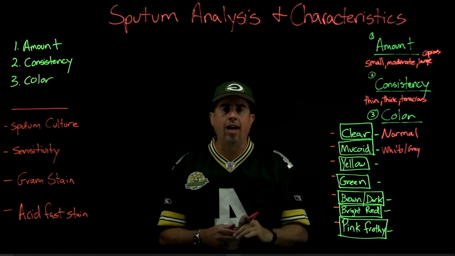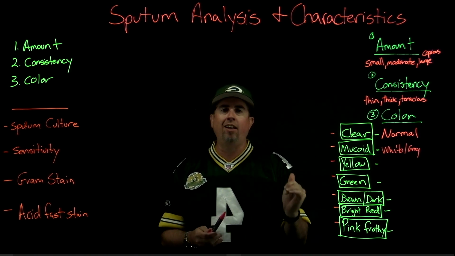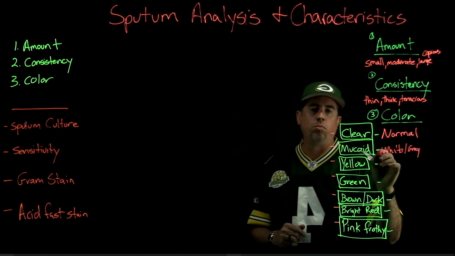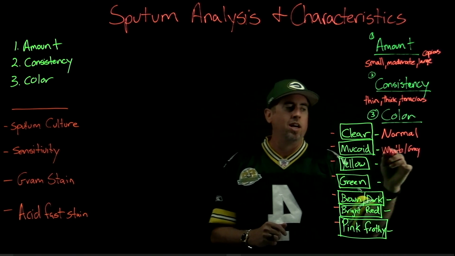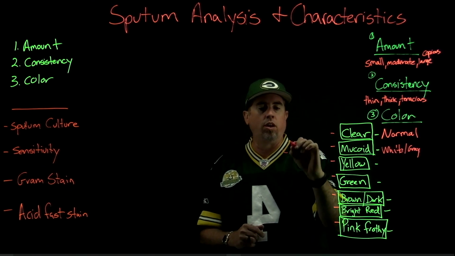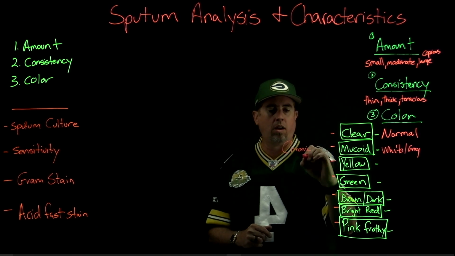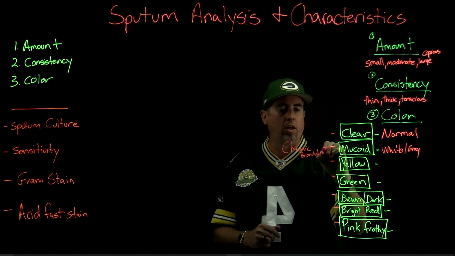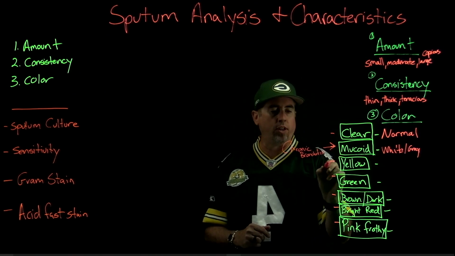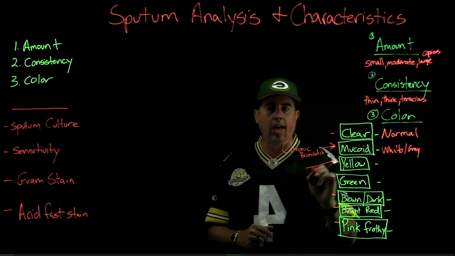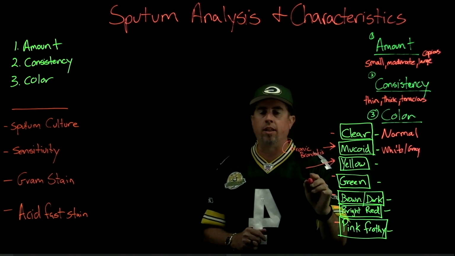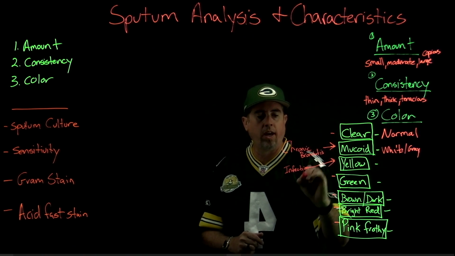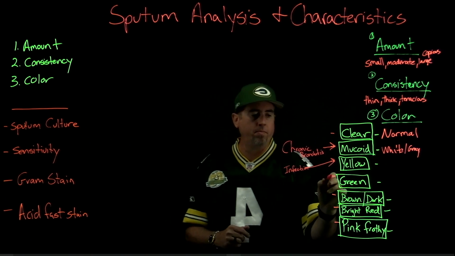The next one is yellow. This yellow to green is what they tell you is yellow. We're going to associate mucoid, and we'll go back and say this one, they usually use for chronic bronchitis. And for yellow, they are now going to say this is an infection.